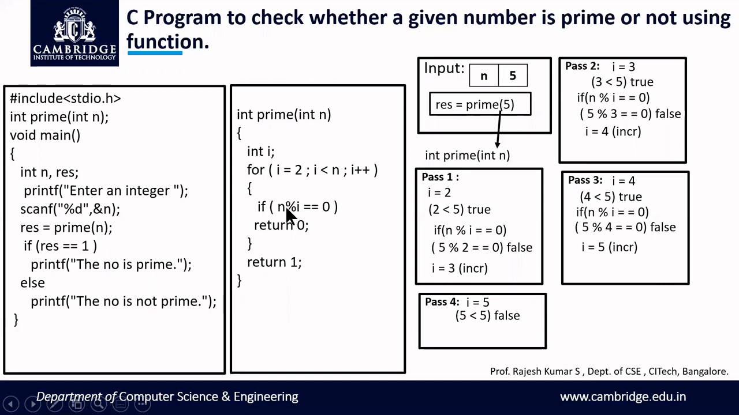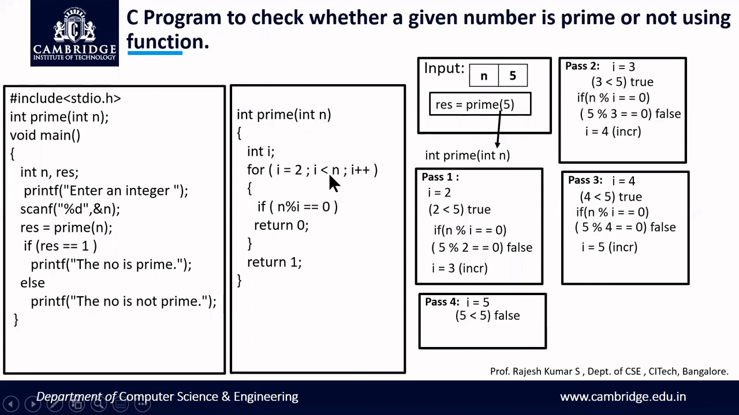Initially in the first pass, I'm finding whether 5 mod 2, whether 5 is divisible by 2. No. Again, in the second pass, I'm checking whether 5 mod 3, that is whether 5 is divisible by 3. No. Again, I'm checking 5 is divisible by 4. No. So if none of the conditions is satisfied here, then what happens when I value becomes 5?